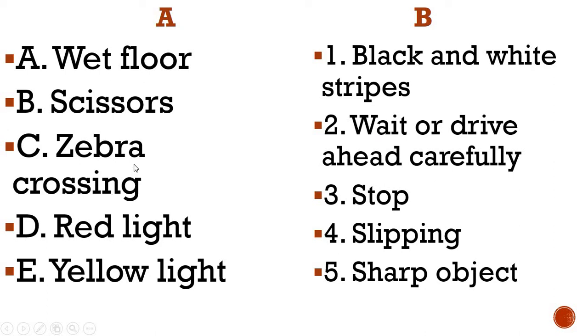Because zebra crossing I have shown you in one of the lectures. Then what do you say about the red light? Does it indicate wait or drive ahead carefully, or slipping or stop? And what do you think about the yellow light? Does it indicate to stop or to wait or drive ahead carefully? So, let's see what the correct answer is.